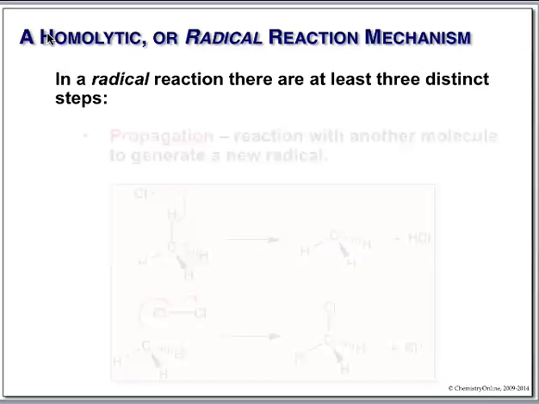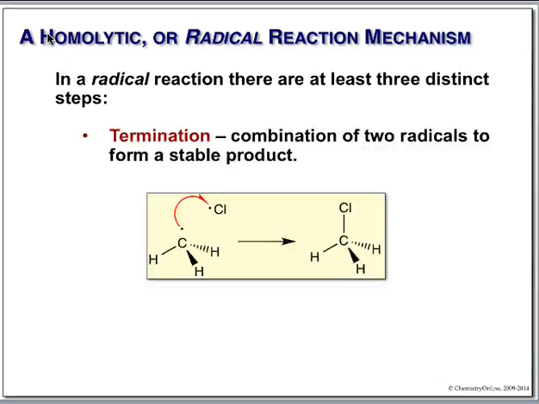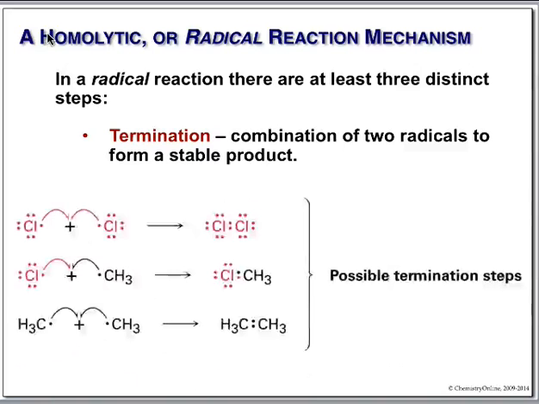And finally, termination. If we happen to have a methyl radical flying around, and instead of finding a Cl2, it happens to find a chlorine radical, these guys get together, form a bond, there is no more radical, and so the reaction stops. This is simple termination. Now, any radical-radical recombination can do it. Here we have two chlorine radicals making chlorine, a chlorine and a methyl making chloromethane, or even two methyl radicals making ethane. Any radical-radical recombination is a termination.